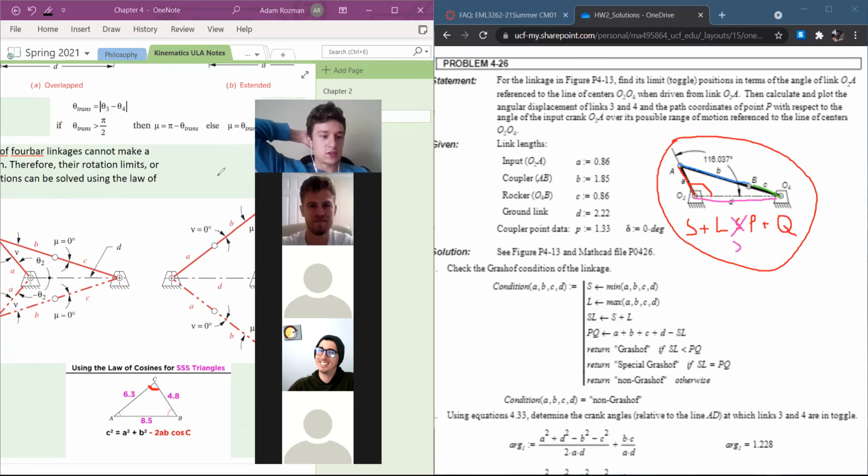If it has toggle position, it is always non-Grashoff. I don't know about that. Honestly, I'd have to review. You usually talk about toggle positions more for non-Grashoff. I'm honestly not sure if Grashoff could have toggle positions, unless maybe you define them a little bit differently, as maybe like the extremes. But usually when you're talking toggle positions, you're talking about a non-Grashoff, pardon.